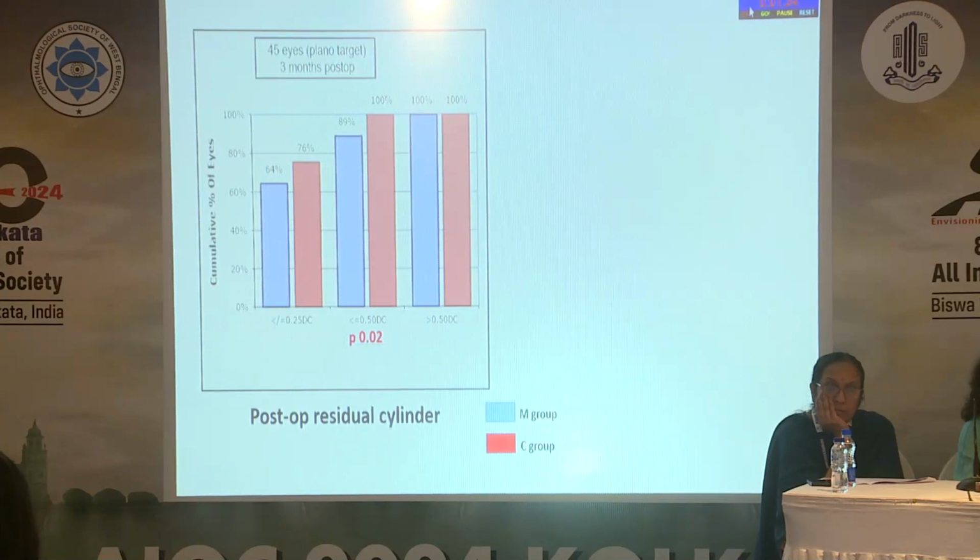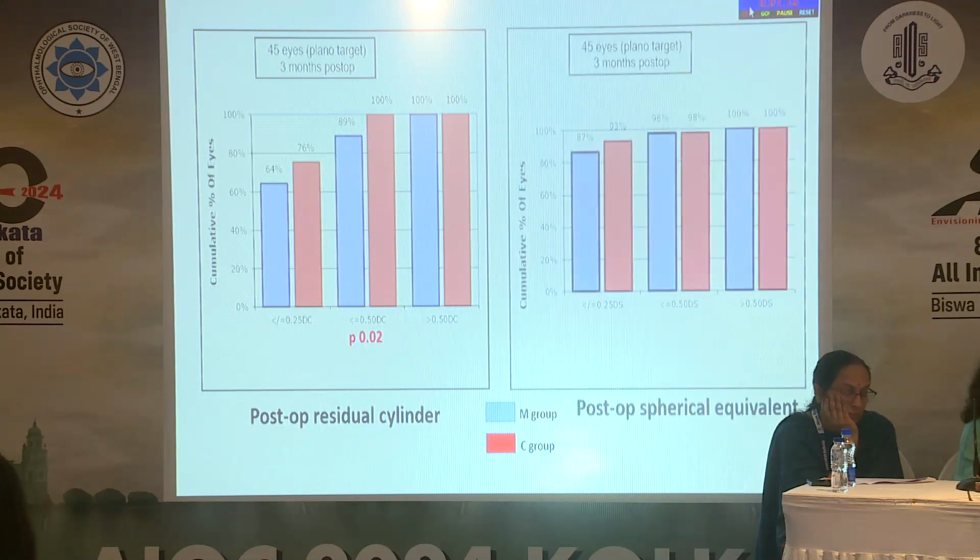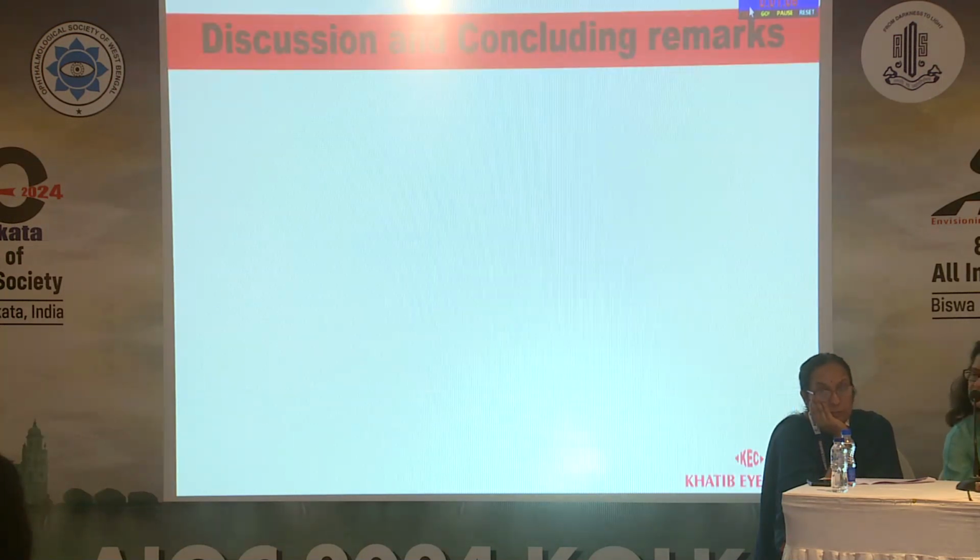If we look at the post-op residual cylinder, we specifically studied cylinder because it was an outcome that was very variable since we were changing it. Here we see that 100% of eyes were within plus minus 0.5 diopter residual post-op cylinder compared to 89% of eyes in the control group, and this value also was statistically significant. For the post-op spherical equivalent, again the study group had better outcomes, but this was not significant.